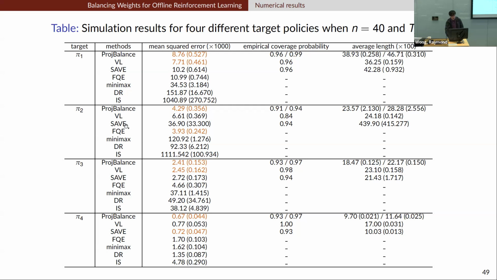Here I have to make a remark: for the SAFE method, their calculation of the confidence interval involves an inversion of a matrix. Sometimes this matrix is numerically singular. That's why the confidence interval can be very wide, because of that numerical issue.